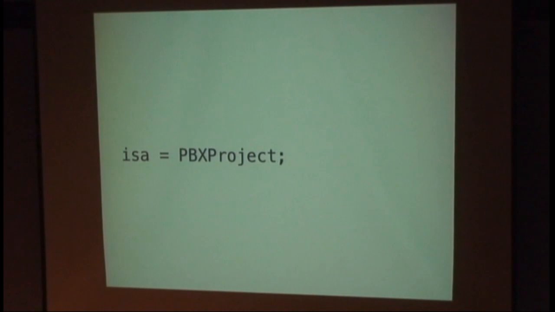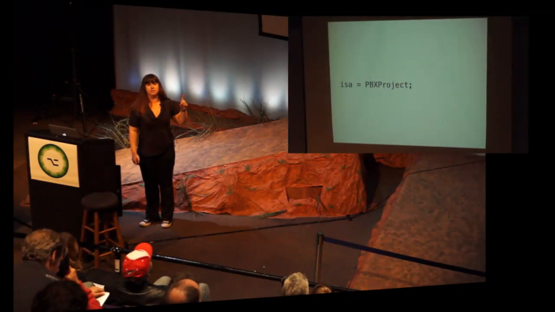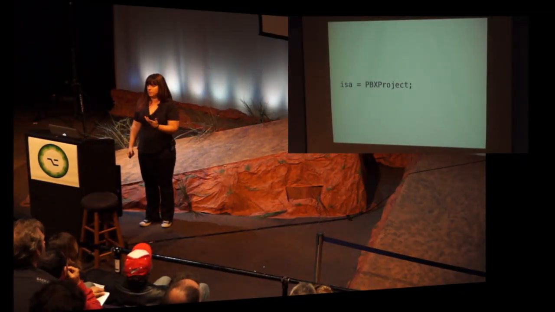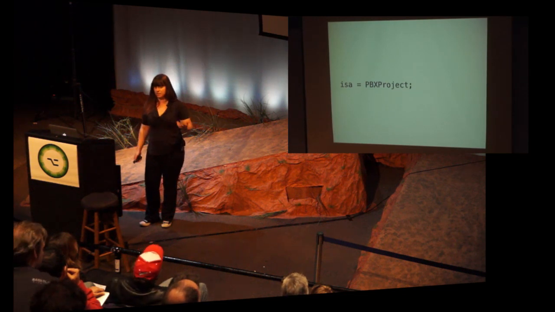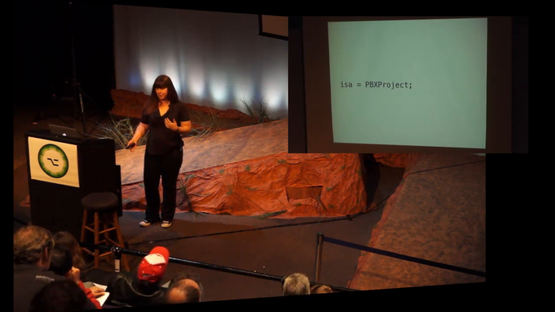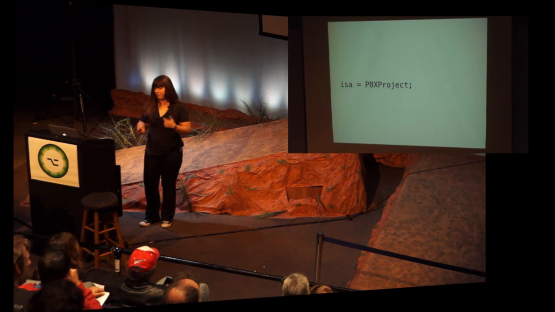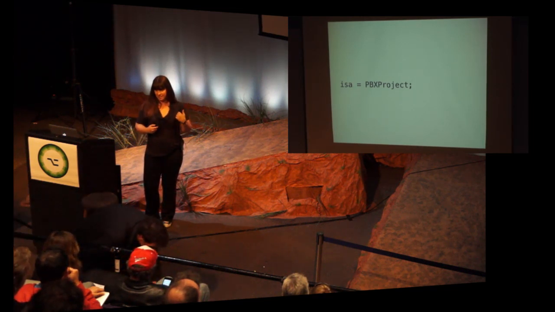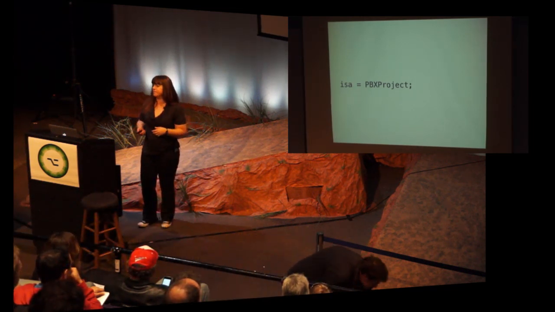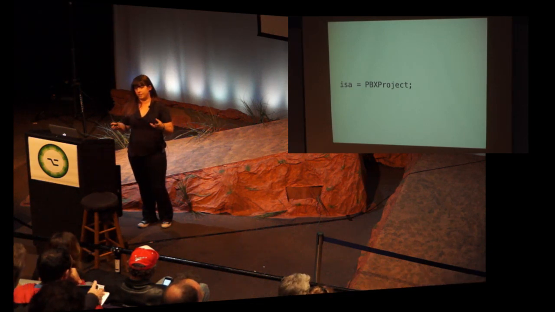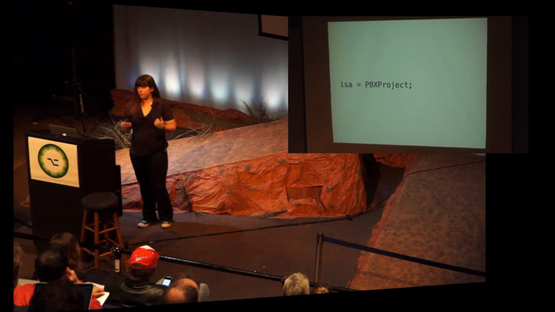So ISA. We all know what this is. We have these in Objective-C all the time. It's referencing a class. If you've ever had Xcode crash, you'll find classes that look like this, all prefixed with PBX. So every single object has a class associated with it, everything. So if you don't know what's going on, look at the class.